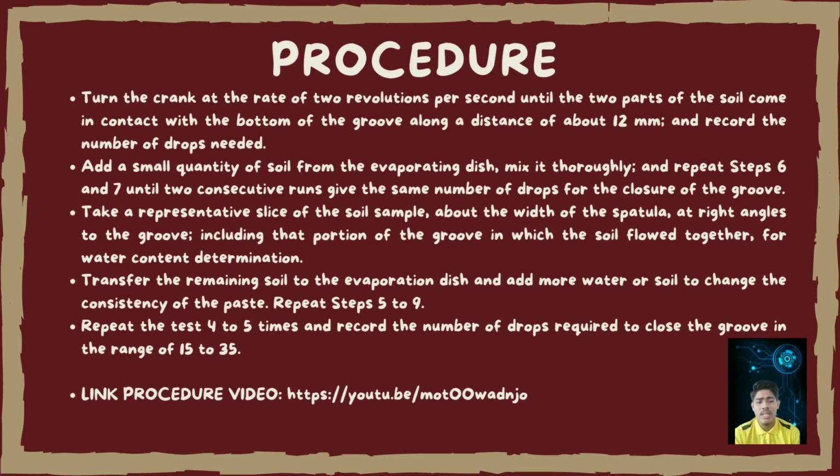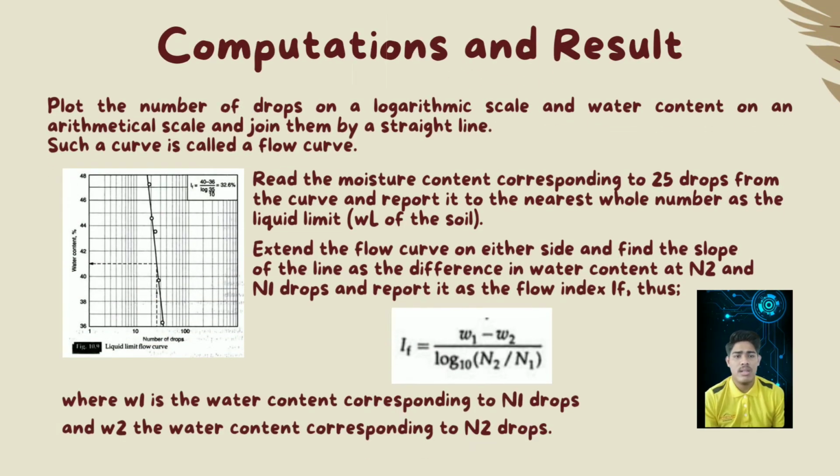Next, repeat the test 4 to 5 times and record the number of drops required to close the groove in the range of 15 to 35. The computation and result. Plot the number of drops on a logarithmic scale and water content on an arithmetical scale and join them by a straight line. Such a curve is called a flow curve.